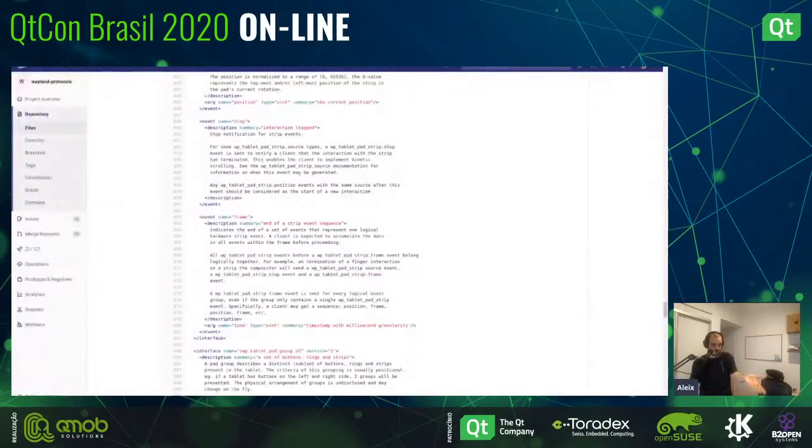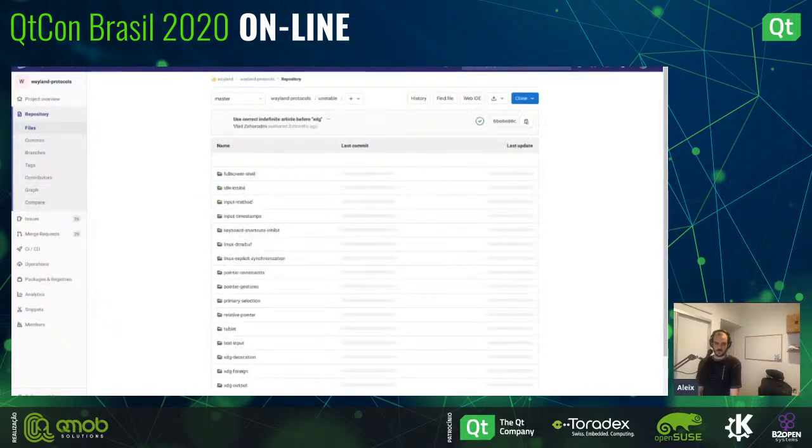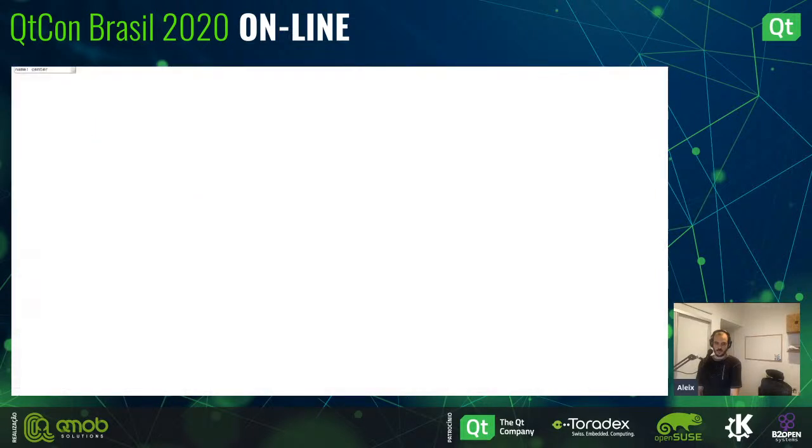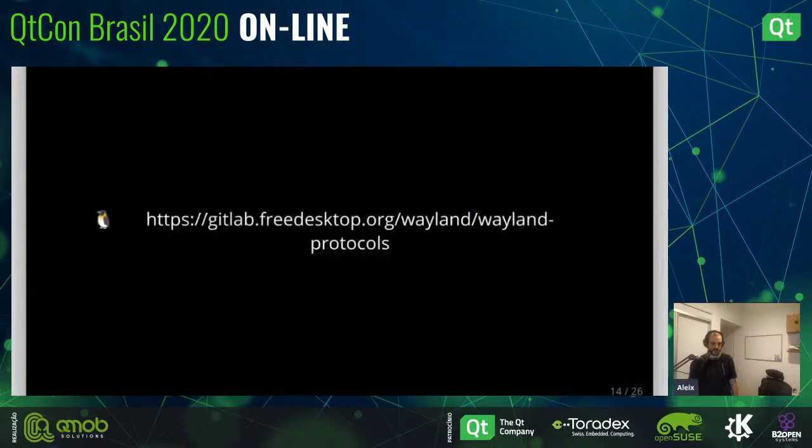In practice, the protocol XML file is about documentation anyway, right? It's the description of how the protocol is going to work, plus why it's working like this in a way. There you go.